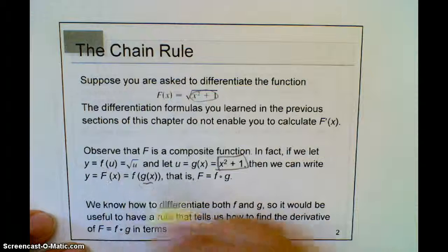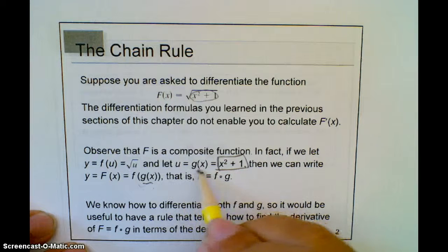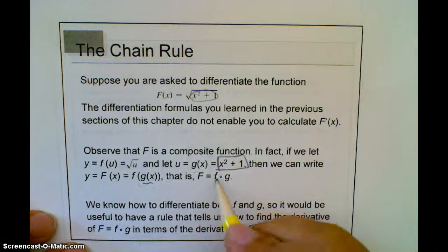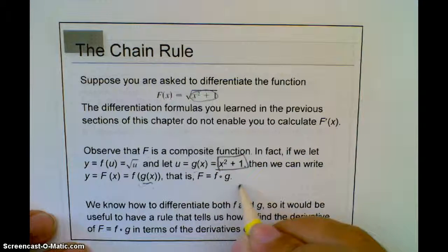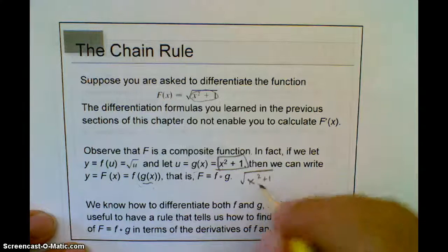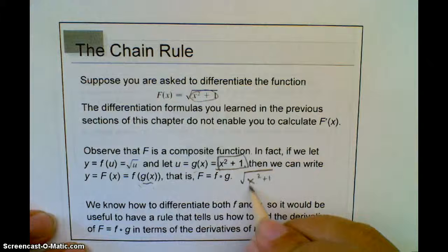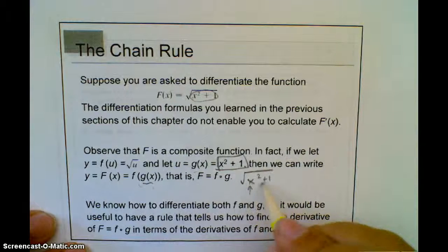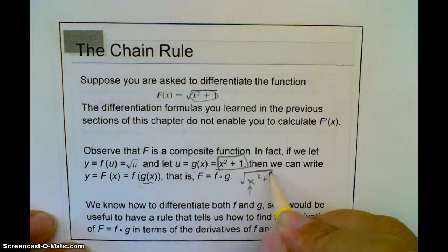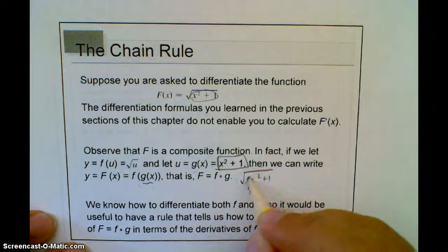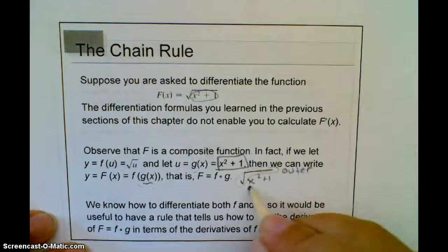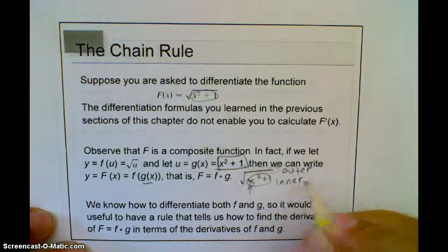Let me define f as the square root, and u, or a function of x, that I'm going to call g. So the composition of f of g would be the square root of x squared plus 1. The only thing you have to keep track of here is the order in which it happens. If the input is x, then g of x is happening first, and then the function f is happening second. But we're going to refer to this function as the outer one, because it's the one that is most to the outside, and this one is going to be the inner function.